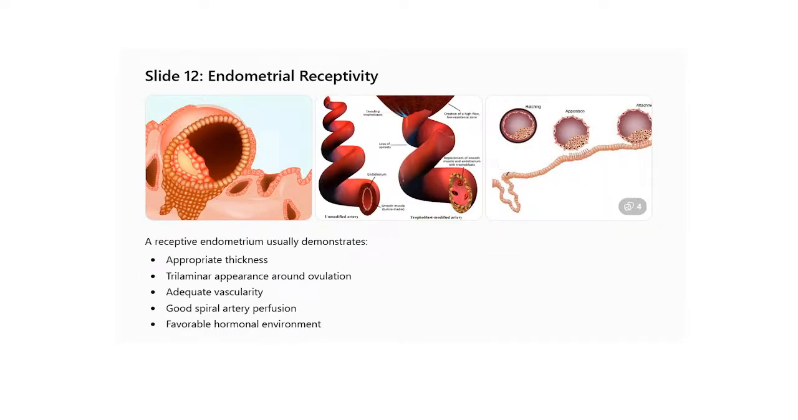So now, endometrial receptivity. When we're talking about a receptive endometrium, we're talking about an endometrium with the capability for implantation, where a fetus can implant and grow without causing miscarriages and issues, or without failing to conceive. So it shows an appropriate thickness, a trilaminar appearance around ovulation, adequate vascularity, good spiral artery perfusion, and a favorable hormonal environment.